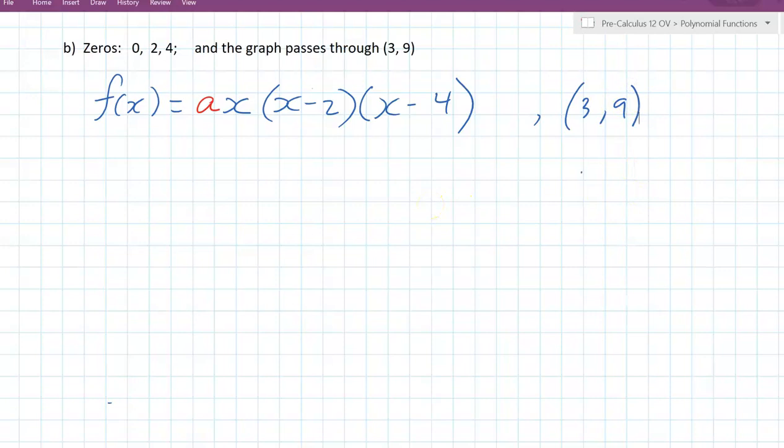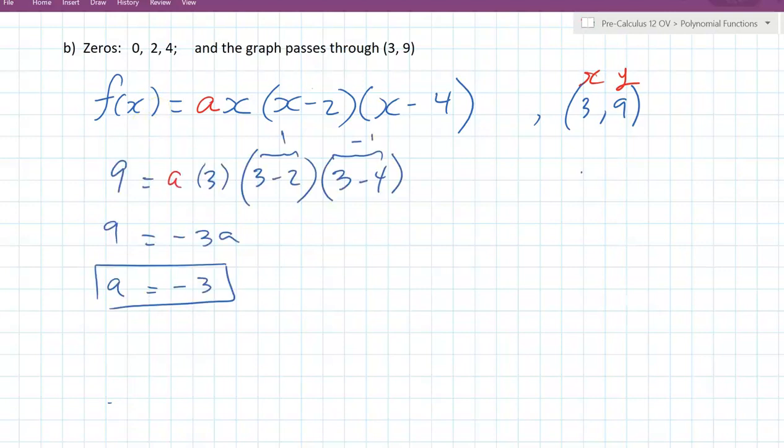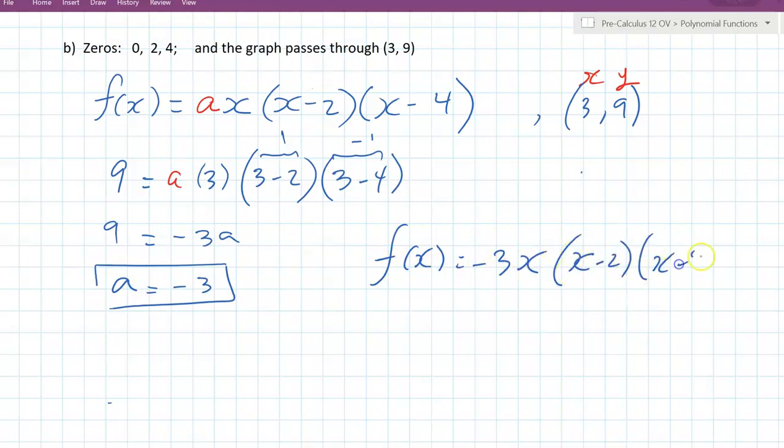We're just going to use 3 as x and 9 as y, plug it in there and solve for a, and then we can rewrite. When you plug in x and y into the equation and solve for a, a ends up being minus 3. Great. Now we can rewrite the equation: f of x now is minus 3 times x, times x minus 2, times x minus 4. Now you can go ahead and sketch this.